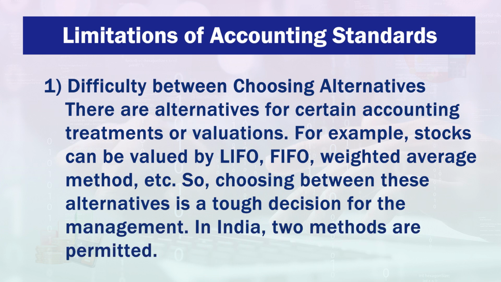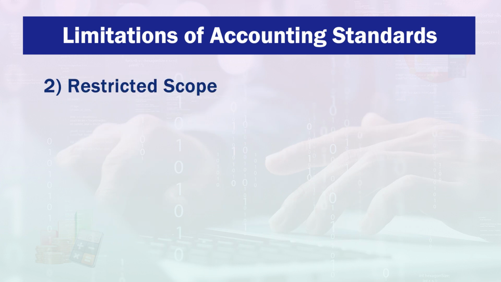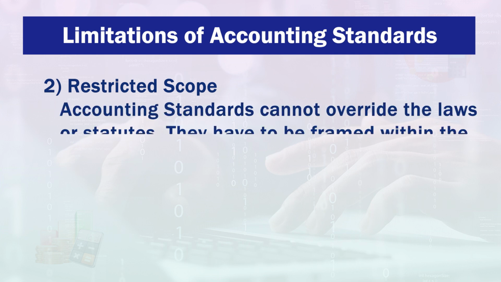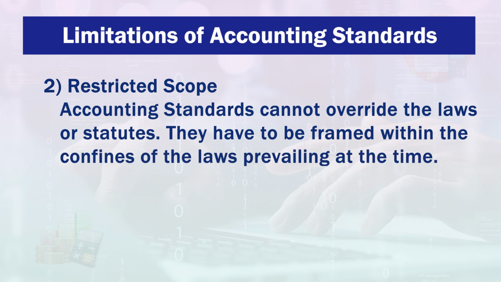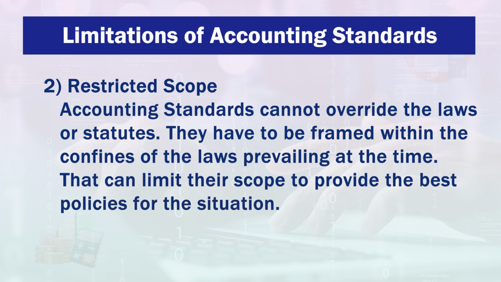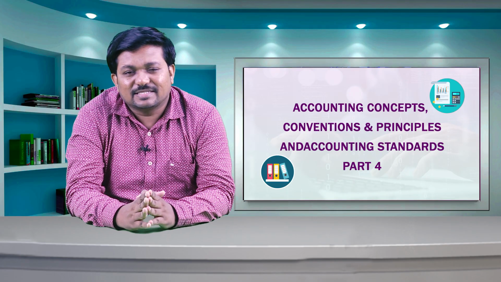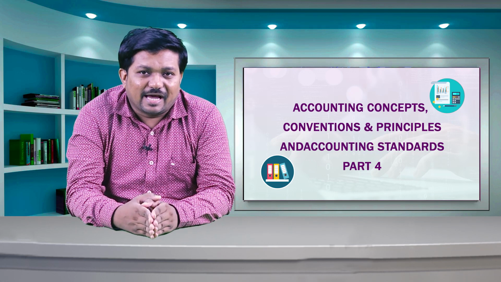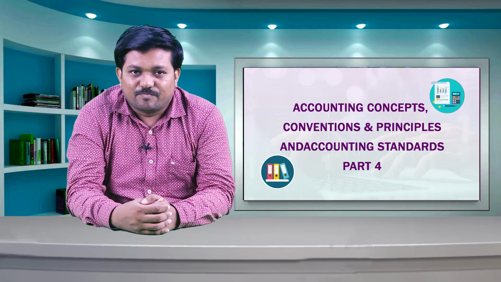In India, only two methods are permitted. Number 2, restricted scope. Accounting standards cannot override the laws or statutes. They have to be framed within the confines of the laws prevailing at the particular time. That can limit their scope to provide the best policies for the situation. Since in India, accounting standards are concerned with ICAI, let us see its overview.